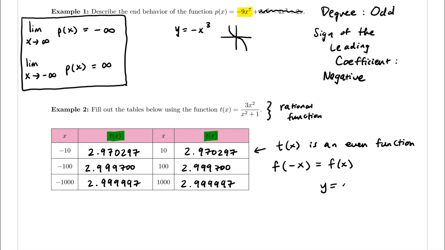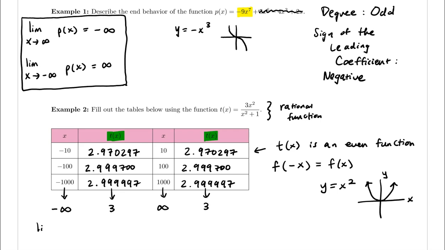A very basic example of this is the even function y equals x squared. Here's the y-axis, here's the x-axis. If I were to take this and reflect it over the y-axis, it would give me the exact same graph. All right, so let's observe what's happening here. These values in the very first column, these x values, are approaching negative infinity, and as you can see, these output values are approaching 3. These x values are approaching positive infinity, and then these values are also approaching 3.